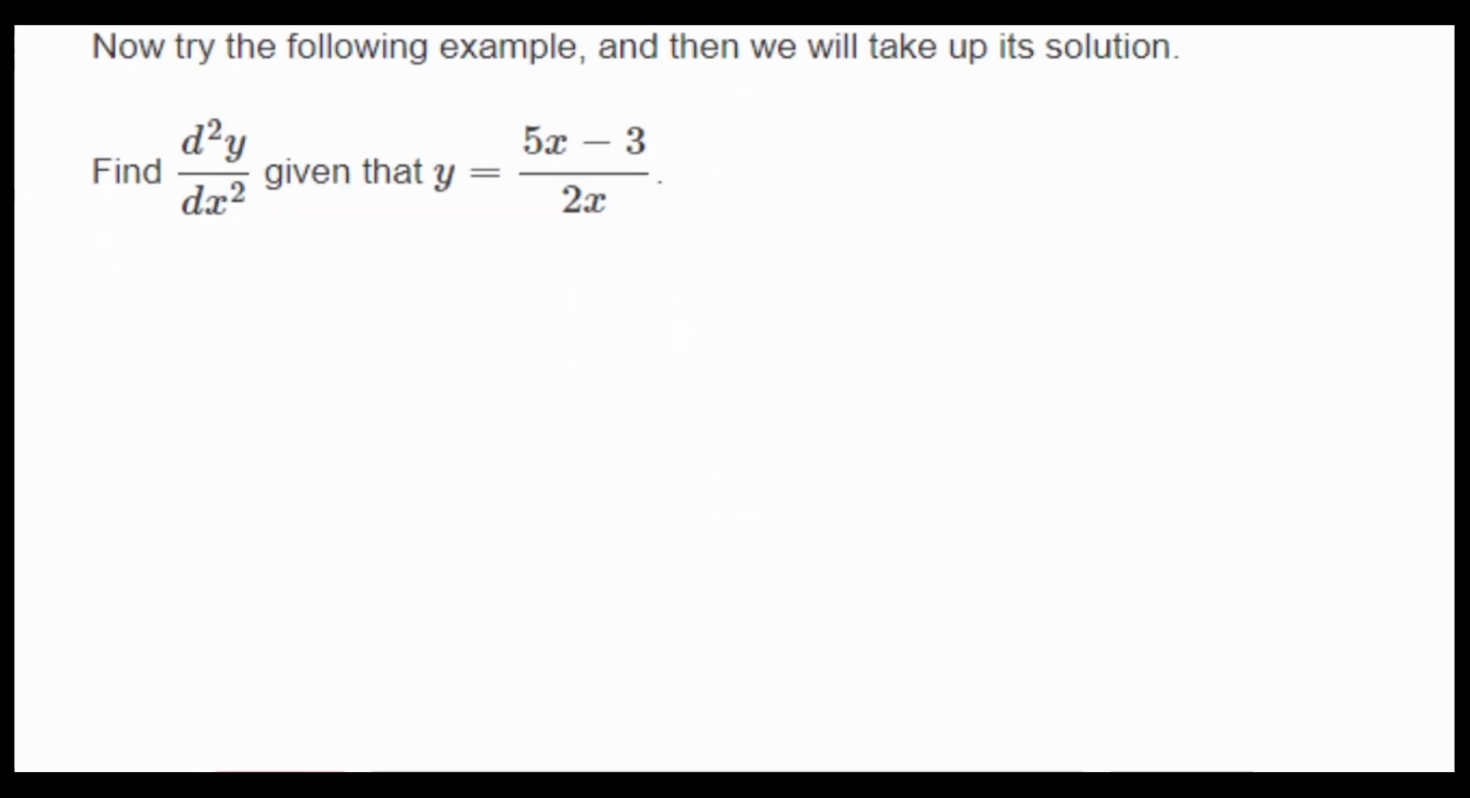Now that we have some idea what we are doing, I would encourage you to pause the video and try this on your own. When you're ready, please go ahead and follow along. Let's find the second derivative given that y equals 5x minus 3 over 2x.